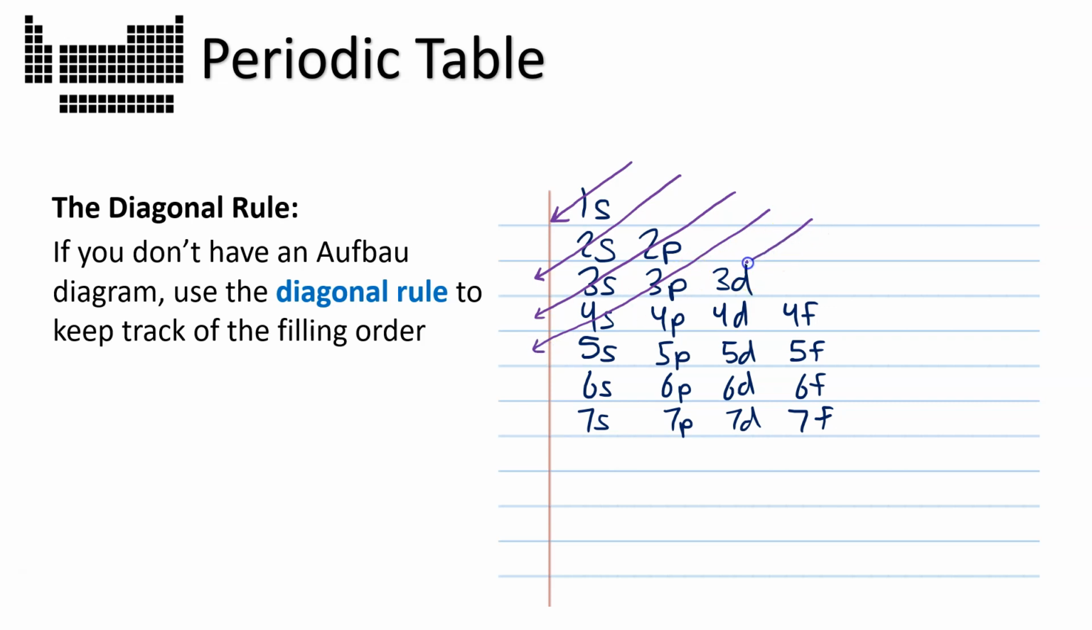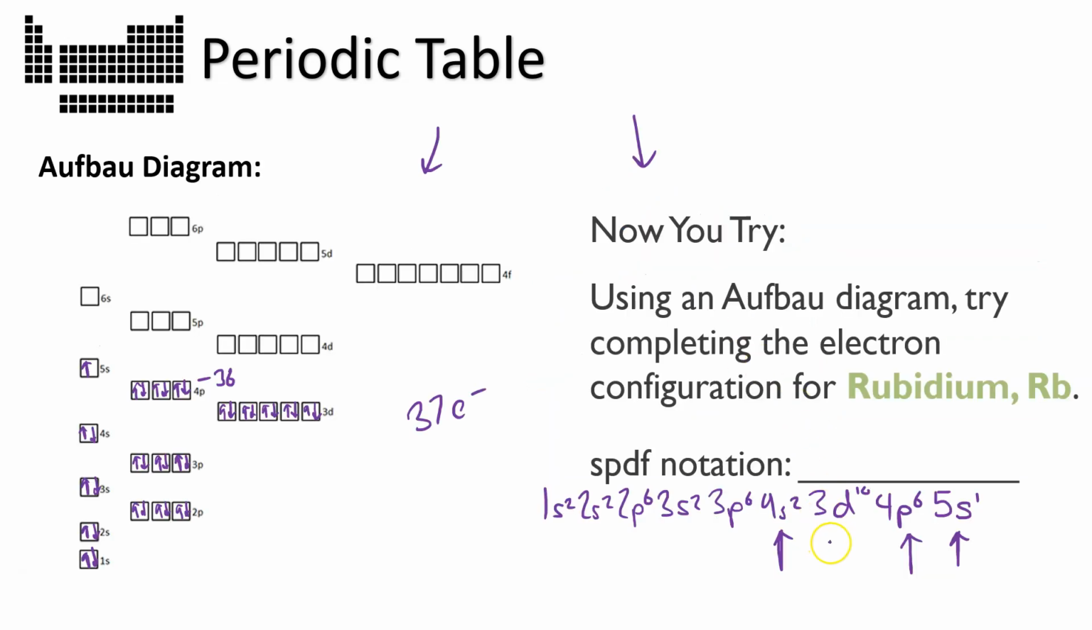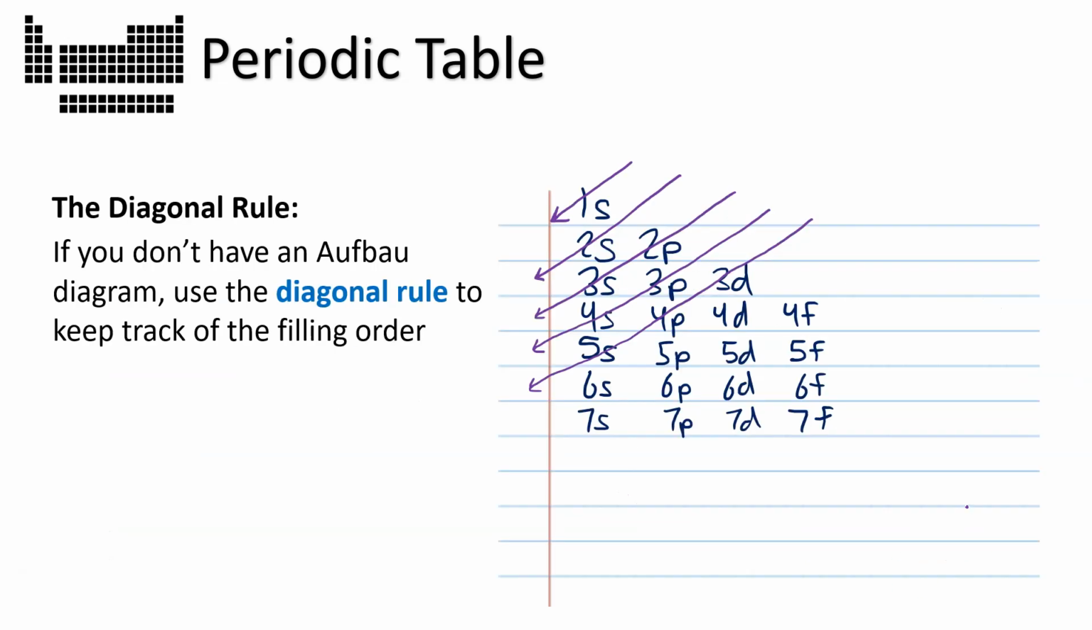After 4s, you would fill the 3d, the 4p, and the 5s. Remember how we did it for rubidium, the 3d, the 4p, and the 5s. My arrow tells me that without the Aufbau diagram, and this works as high as you need it to go. 4d, 5p, 6s, 4f, 5d, 6p, 7s, and so on.